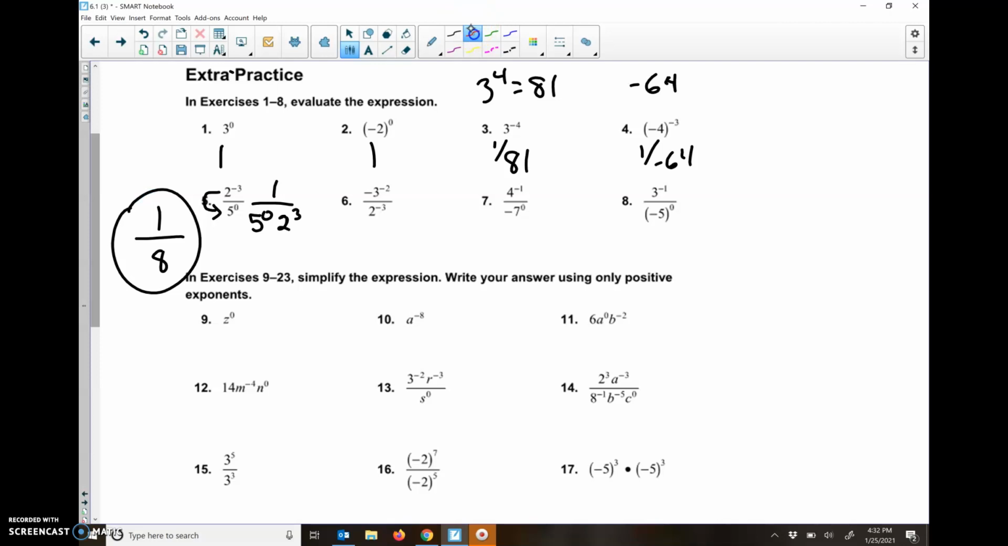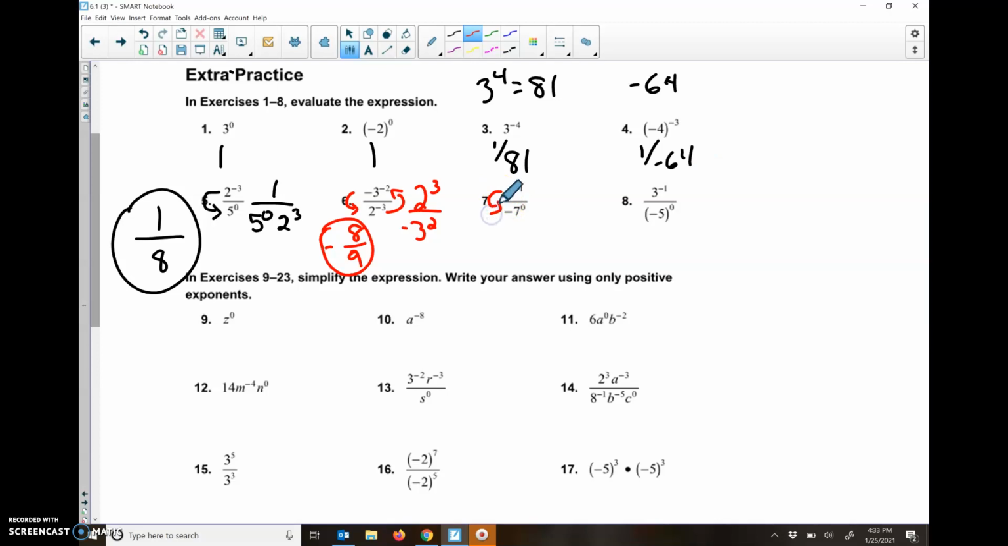Okay, same thing on number 6. We're just flipping it. So the negative 3 to the negative 2 power goes to the bottom. The 2 to the negative 3rd power goes to the top. Now it should look something like this: 2 to the 3rd power, negative 3 squared. 2 to the 3rd power is 8. Negative 3 squared is a negative 9. So negative 8/9. Kind of like we did here, we flipped it from 81 to 1 over 81, negative 64 to 1 over negative 64. It's the same thing here. We are flipping it.